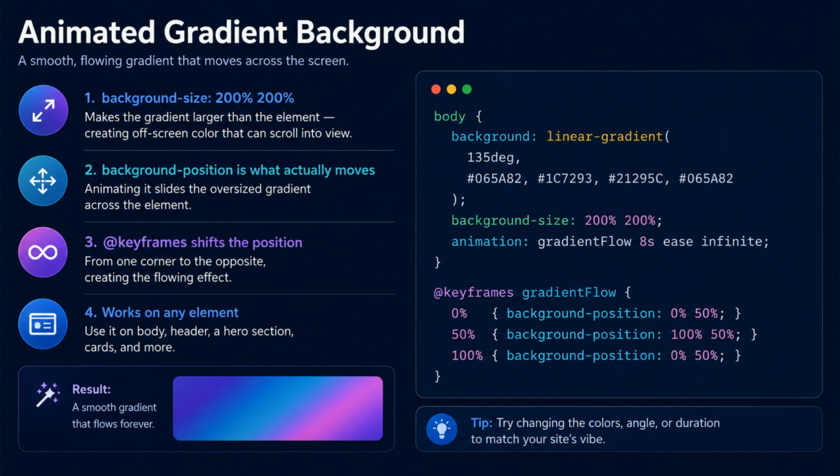Next, an animated gradient: one of the most visually striking effects achievable with pure CSS alone. A background gradient that slowly flows from one color to another in a continuous loop. No images, no JavaScript, no external libraries, just linear-gradient, background-size, and @keyframes.